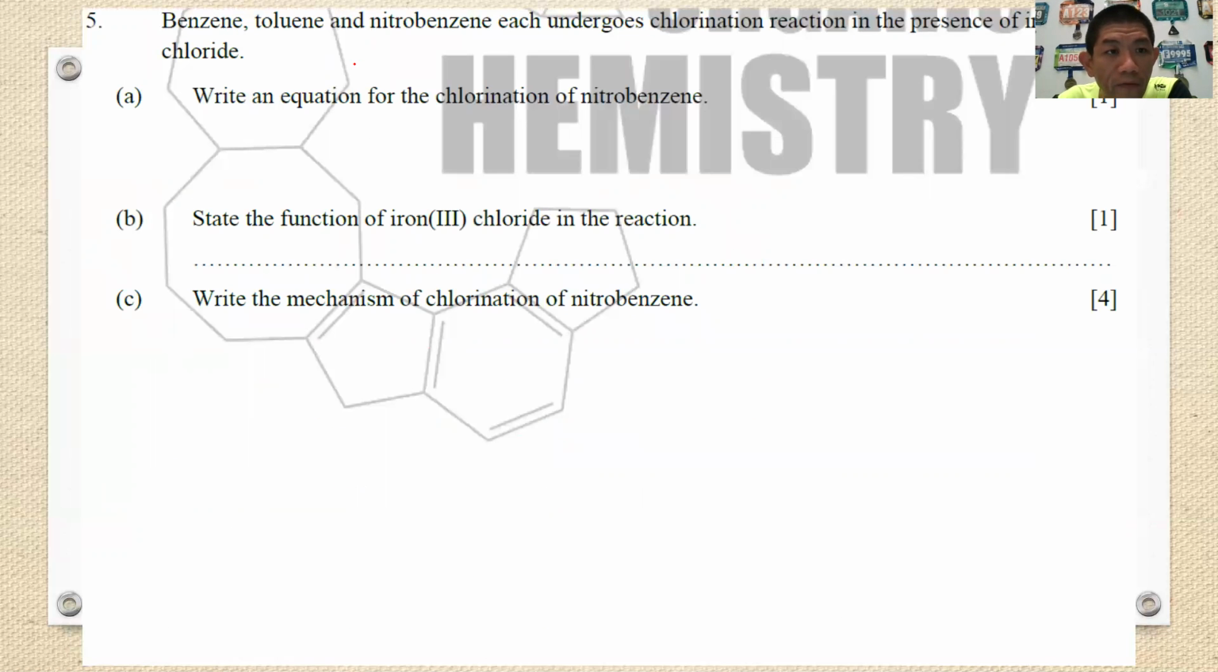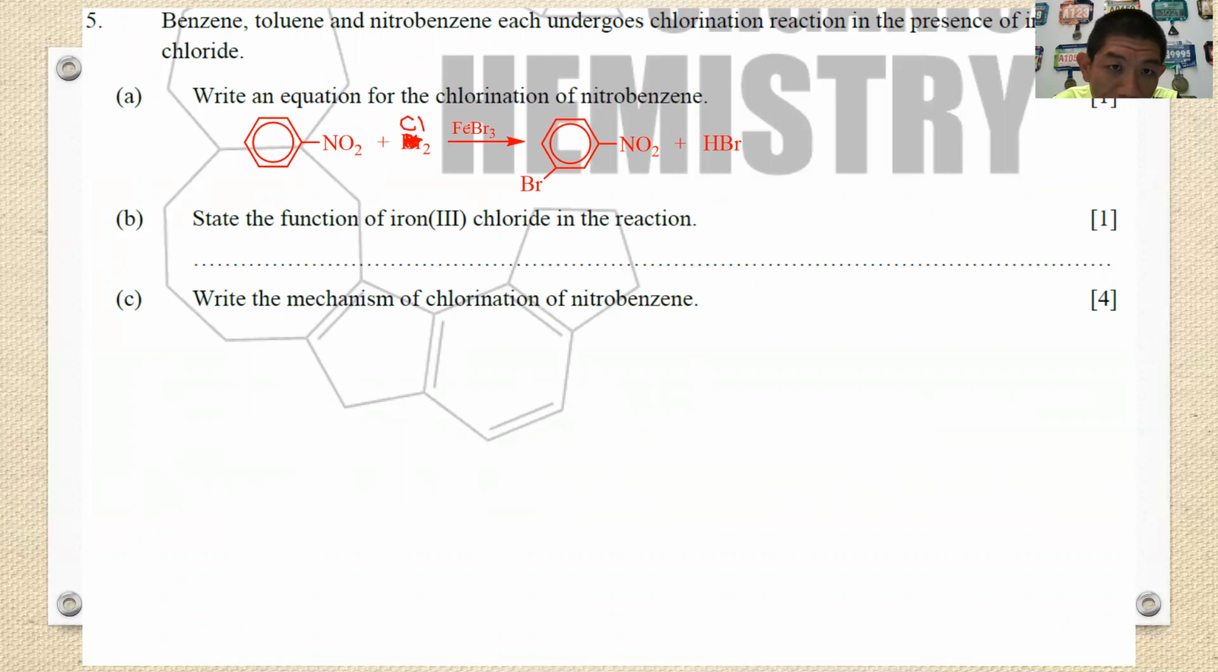Then we go for number 5. Benzene, toluene, and nitrobenzene each undergo chlorination when reacted with iron 3 chloride. A, write the equation for the chlorination of nitrobenzene. The question already specifically said nitrobenzene, and you must know that NO2 inside the nitrobenzene is a meta director. So there is only one answer towards this. So I use chlorine. Sorry, I have to change to chlorine because the question said chlorine, and I made a mistake in here. So hope that you all will pardon me.